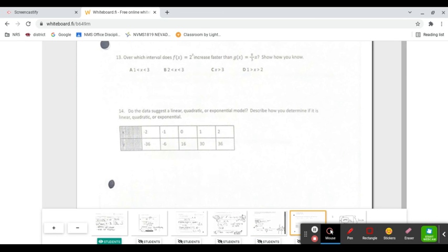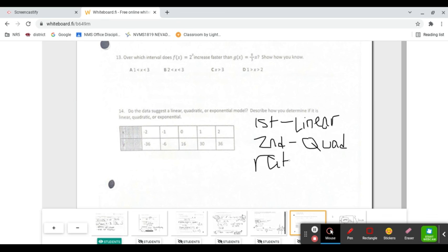Okay, this is the last question. Does the data suggest whether it's linear, quadratic, or exponential? Describe how you determine it. First thing you're going to want to do is do the first difference. The first difference, if they are the same, means it's linear. If you didn't get the same number, you would do the second difference, which would mean it's quadratic if they were all the same. After that, you would do a ratio, and if that was the same, that would be exponential.